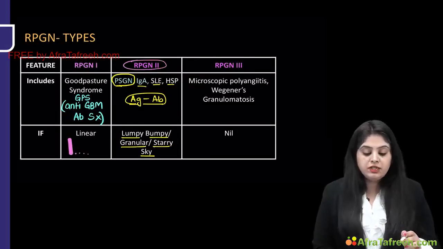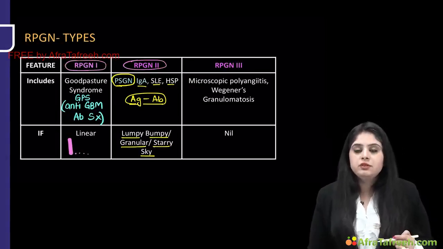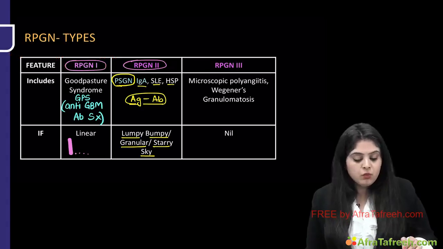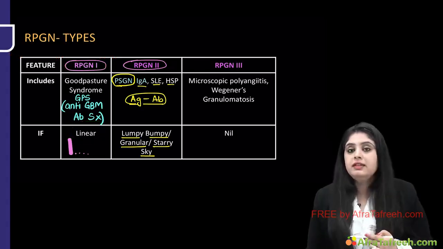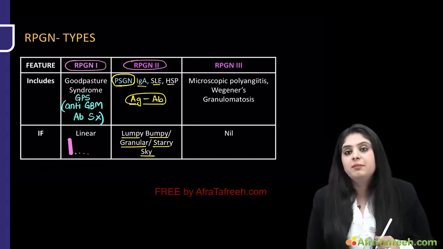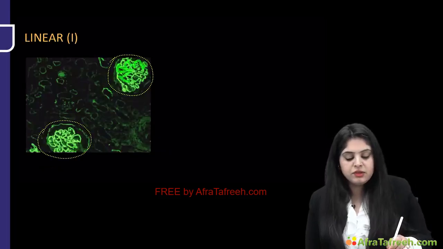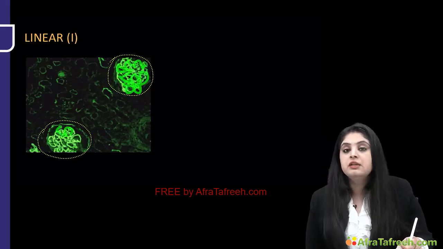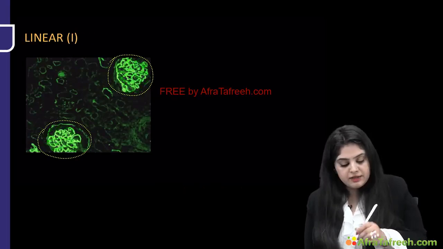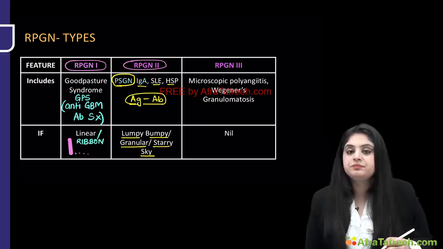Similarly, I'll tell you one more thing. Do you know for RPGN type 1, how they can give you a twisted question? What pattern is it going to show you? Linear pattern. They don't want to write that word linear. They want to write it as ribbon. Use your imagination, like I said, it looks somewhat like a ribbon. So instead of writing linear, they can definitely write the word ribbon for type 1 RPGN also.